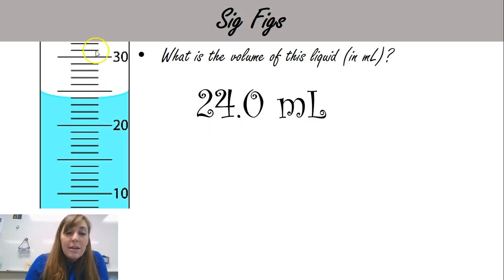Remember, you're changing here by 1. So this is 21, 22, 23, 24. So if you think it's right on 24, then your estimated digit has to be a 0. So don't forget to put that last estimated digit. Otherwise, you're saying that you don't have ones on the device. It's changing by tens, and that's not true. So make sure you put in your estimated digit even when it's right on that graduation.